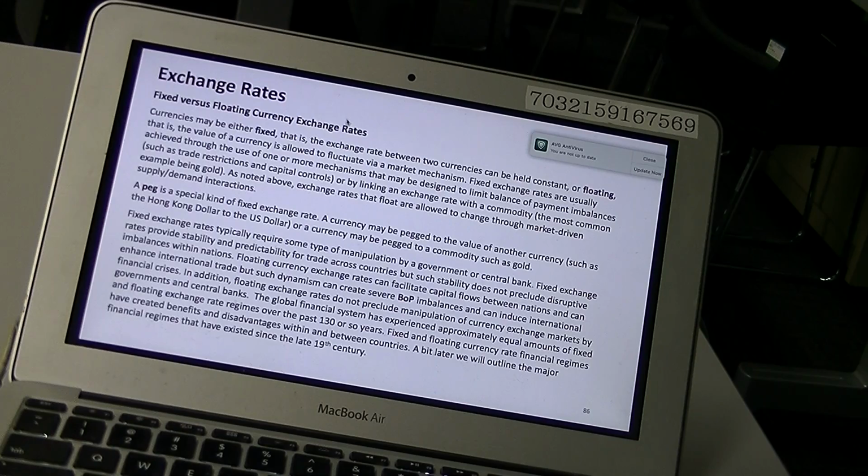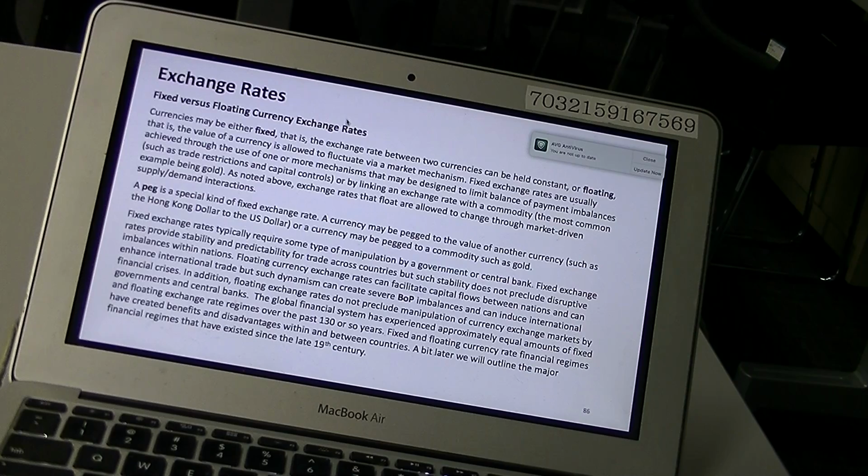Now, there's also an interesting thing about the Hong Kong dollar. In other countries, their central banks issue currency. In Hong Kong, those are private banks that issue the currency. The Hong Kong dollar is issued by the banks themselves. That's a little bit different. Fixed exchange rates typically require some type of manipulation by a government or central bank.